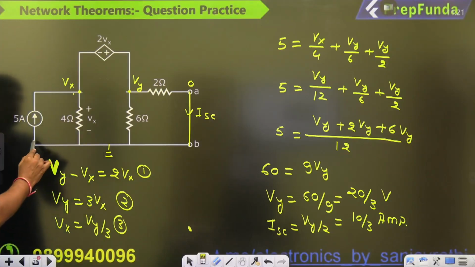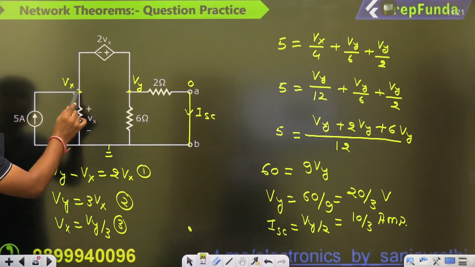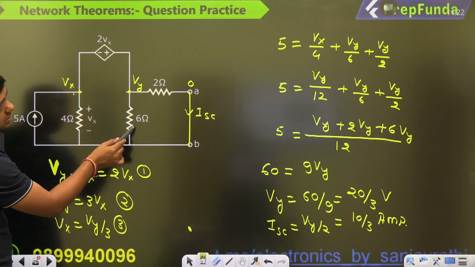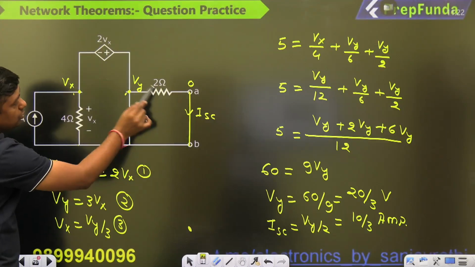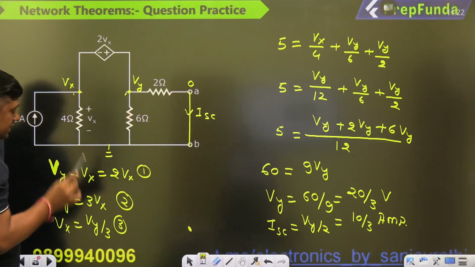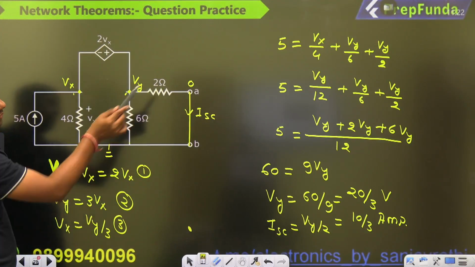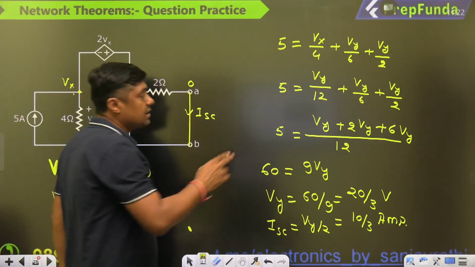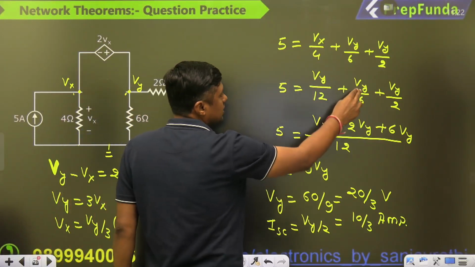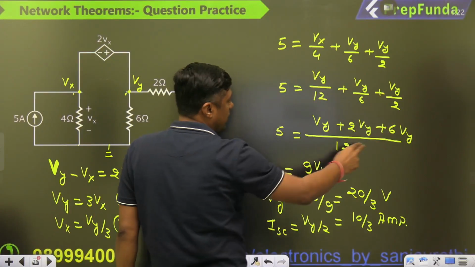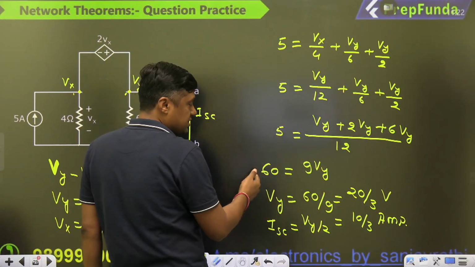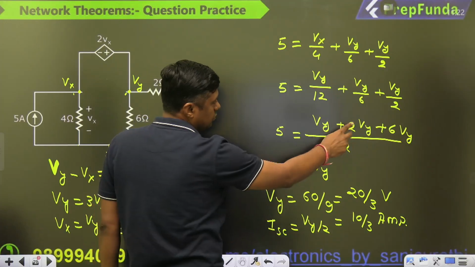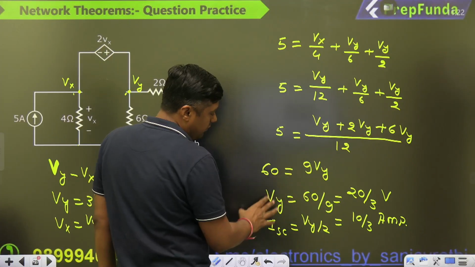Super nodal means: the incoming current is 5, the outgoing current is (Vx minus 0) by 4. Now at this node, (Vy minus 0) by 6, (Vy minus 0) by 2. Then Vx is replaced by Vy by 3 and that's why it will become Vy by 12. Then you can take 12 as the LCM. It will become Vy, 2Vy, 6Vy. 12 into 5, 60. And that is 9Vy. So Vy will become 60 by 9.